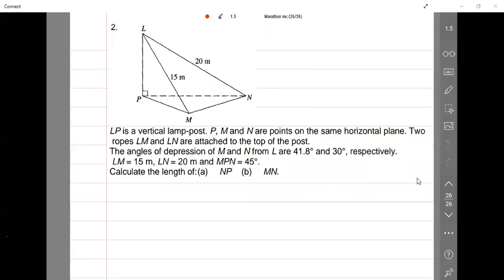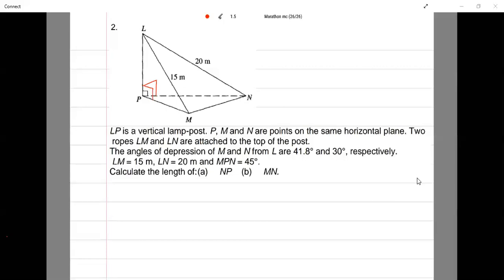All right, the question says, LP is a vertical lamppost. P, M, and N are points on the horizontal plane. So you have vertical and you have horizontal. And remember, the angle between vertical and horizontal is always 90 degrees. So this angle there is 90 degrees, and this angle here is 90 degrees.